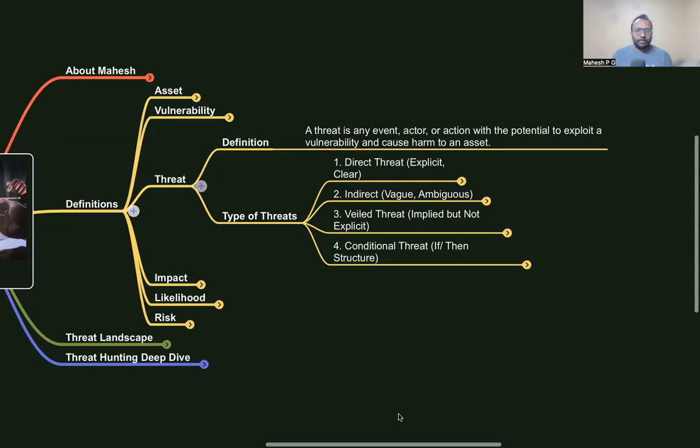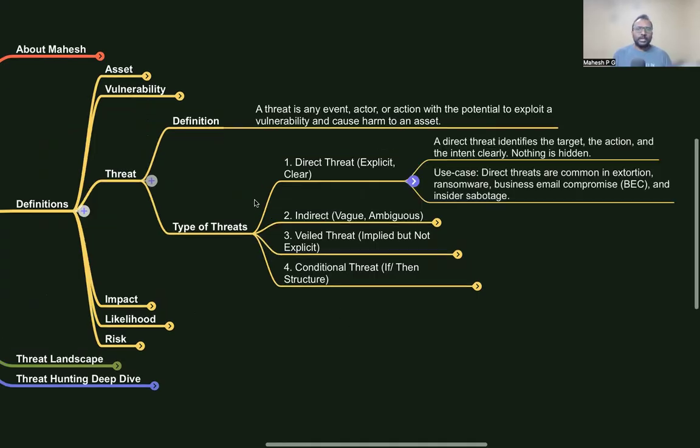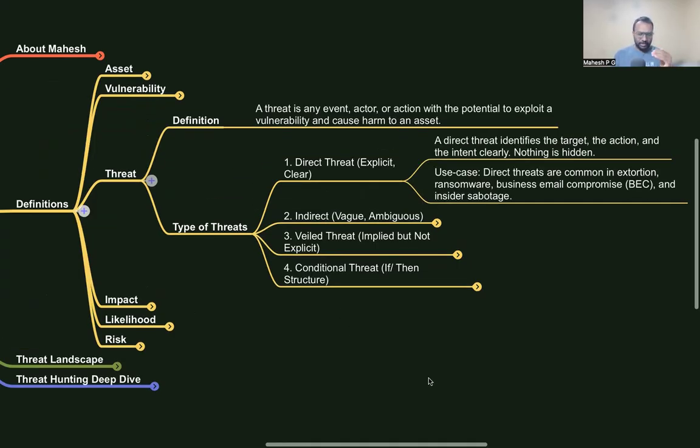What are the different types of threats? There are four: the direct threat, the indirect threat, the veiled threat, and the conditional threat. Let's quickly look at those. A direct threat is the direct one: attacking the organization, asking for a ransom, or a specific high-profile individual being targeted by a threat actor or threat vector for financial gain.